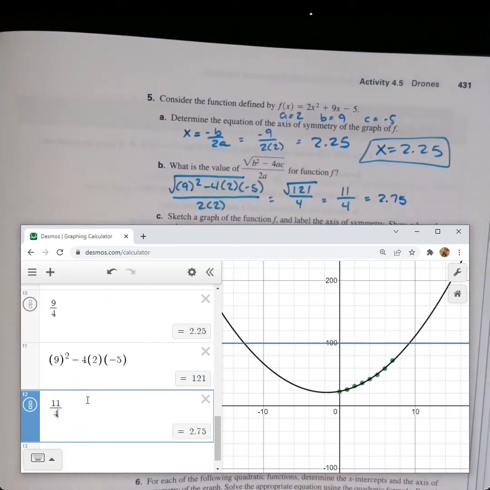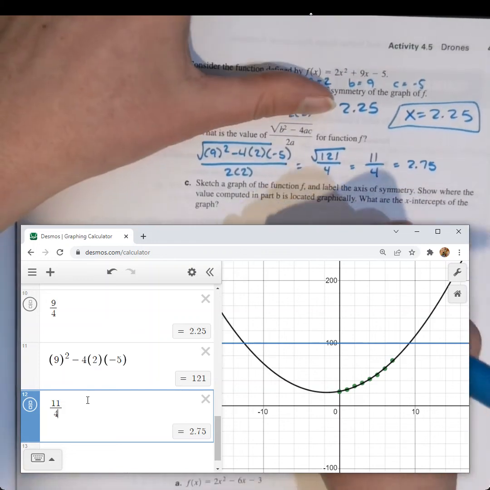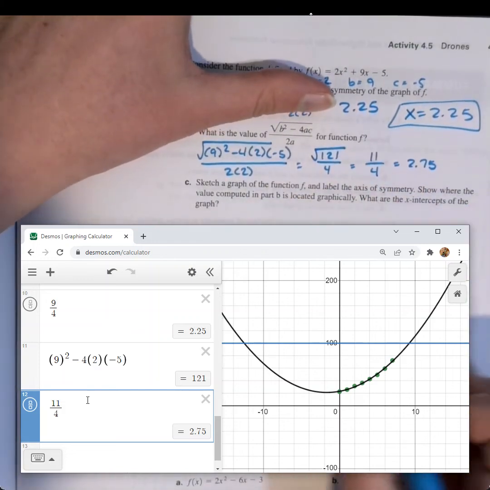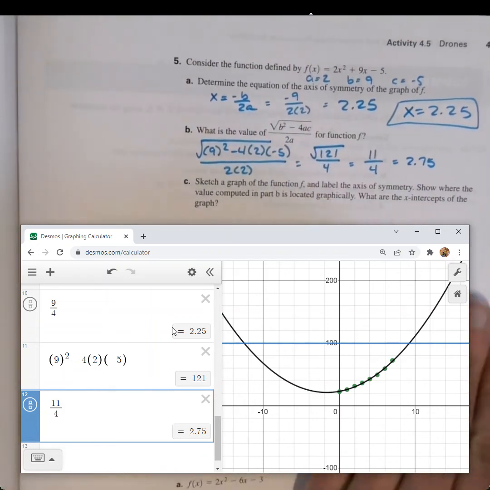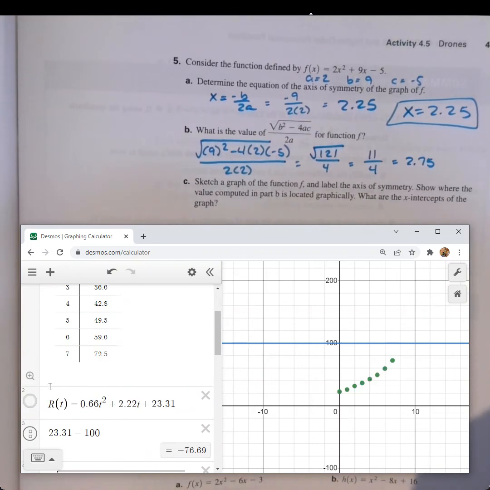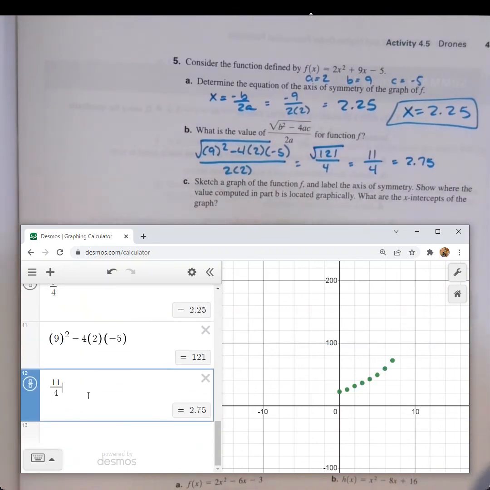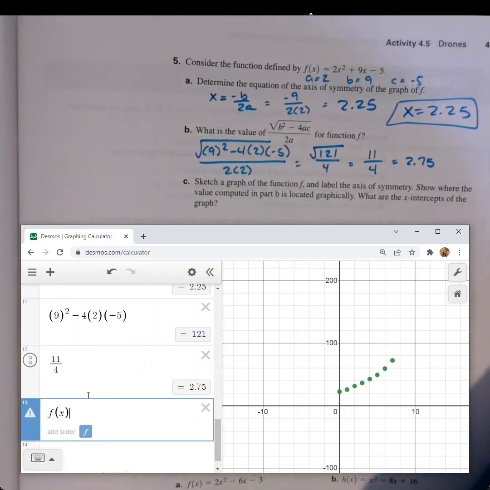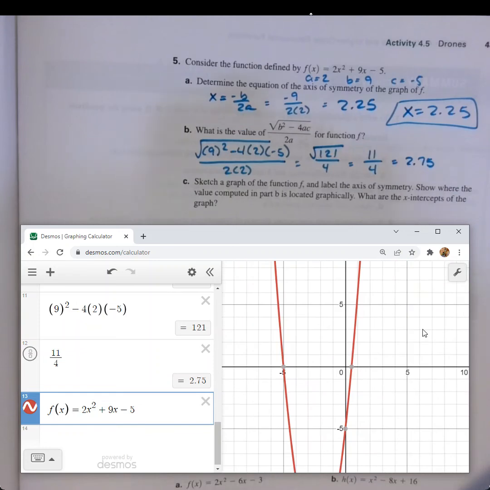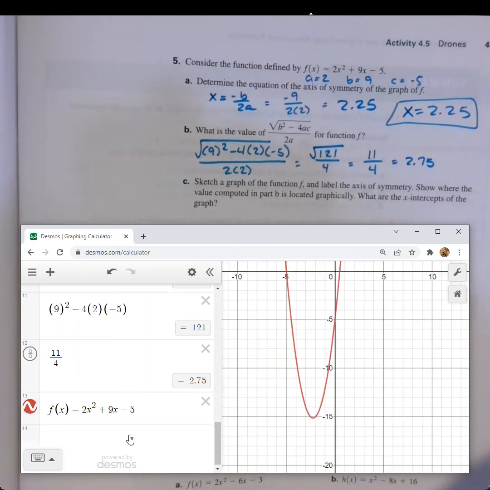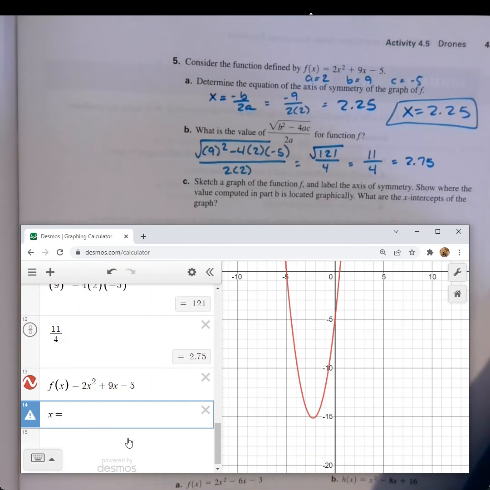All right. So graph and stuff. So I can see my function here, and I can see, that's not my function. I don't have my function graphed. That is my other function. That's this guy. So let me graph this function. It is f of x equals 2x squared plus 9x minus 5. Go home. All right. Let me graph the axis of symmetry, which was x equals 2.25.